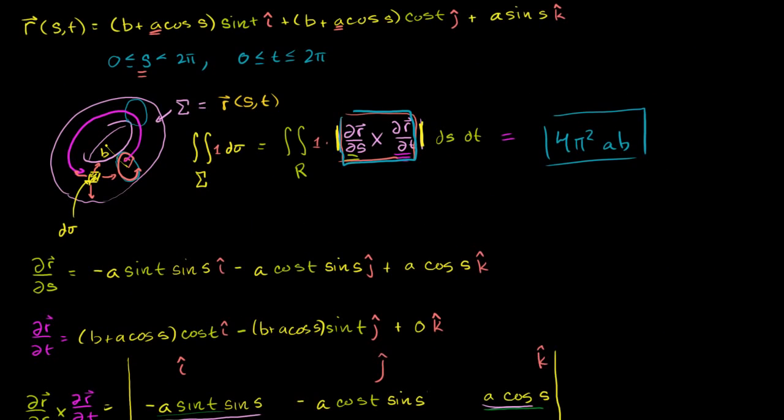We now know that if you have a torus where the radius of the cross section is a, and the radius from the center of the torus to the middle of the cross sections is b, the surface area of that torus is going to be 4 pi squared times a times b, which I think is a pretty neat outcome.